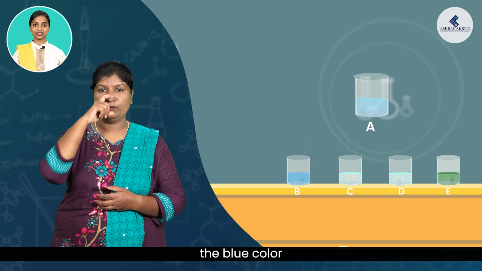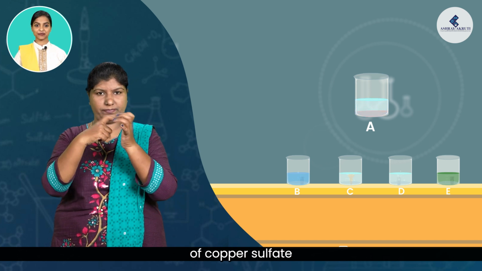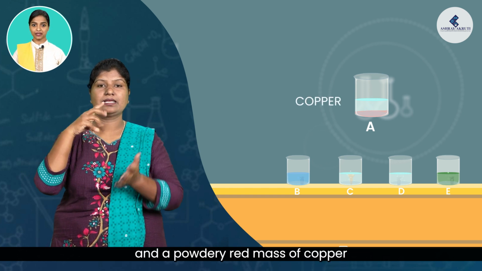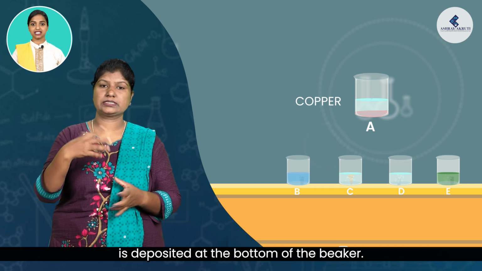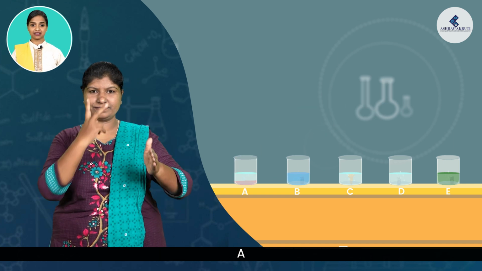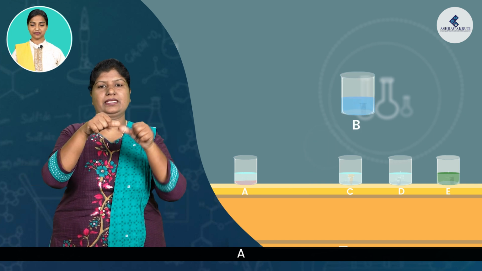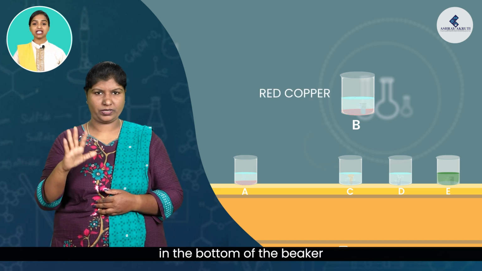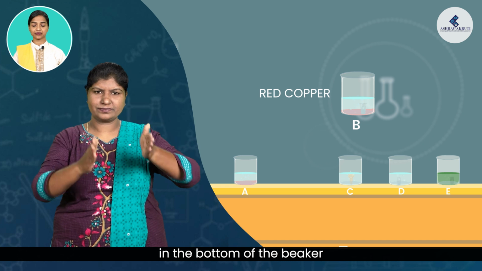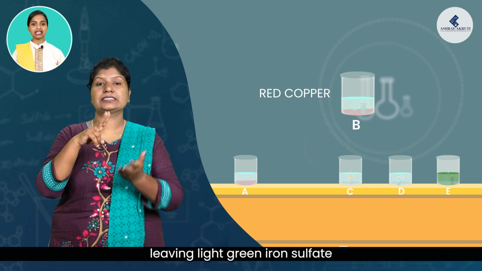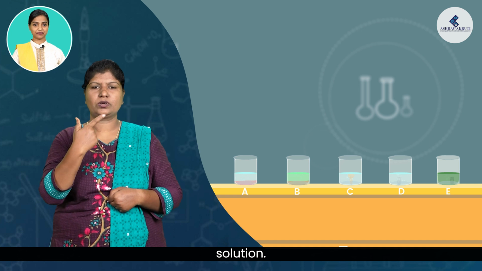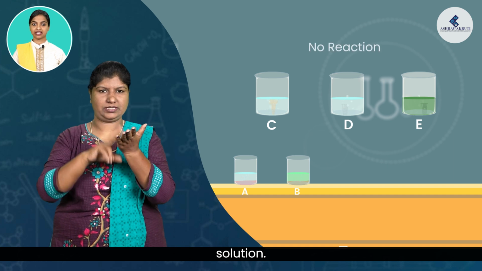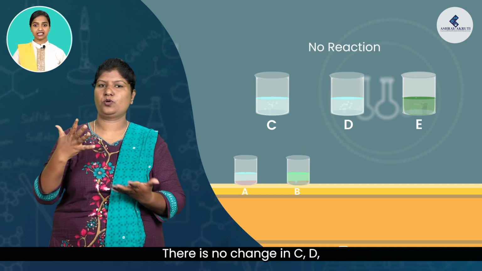The blue color of copper sulfate disappears and a powdery red mass of copper is deposited at the bottom of beaker A. In beaker B, red copper is found in the bottom of the beaker and on the nail, leaving light green iron sulfate solution. There is no change in C, D and E.